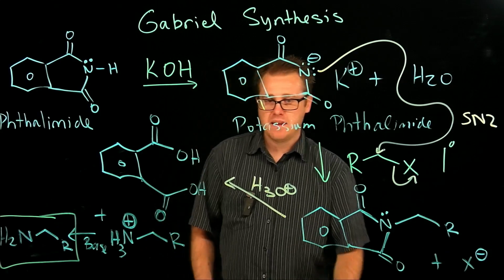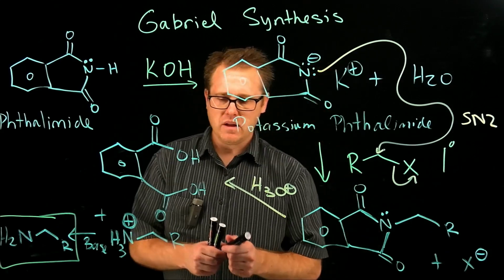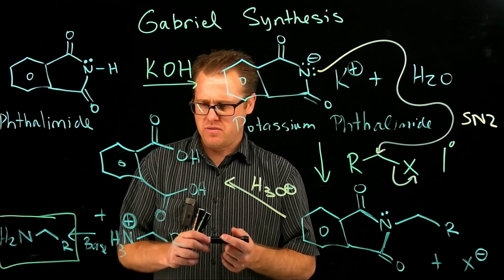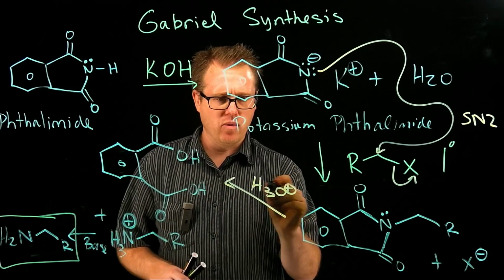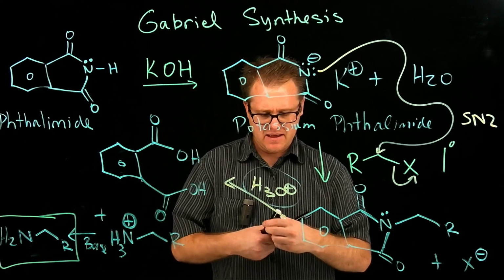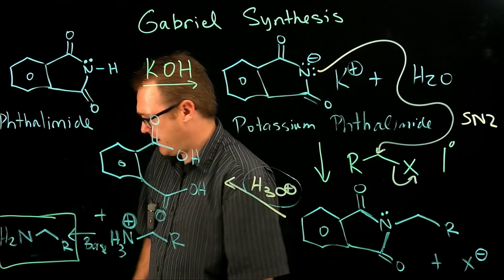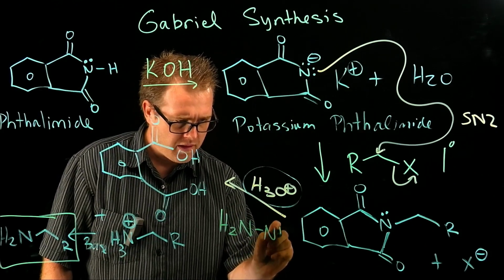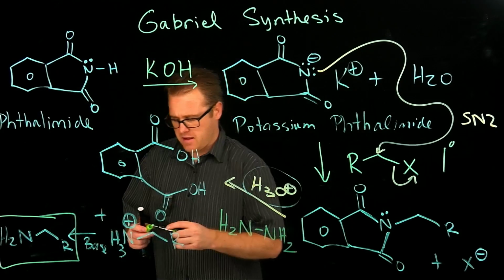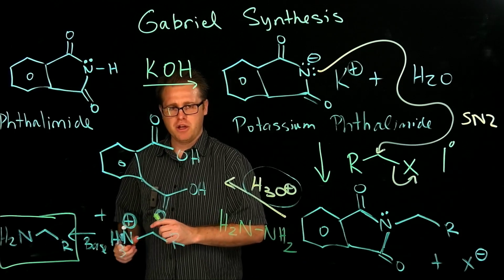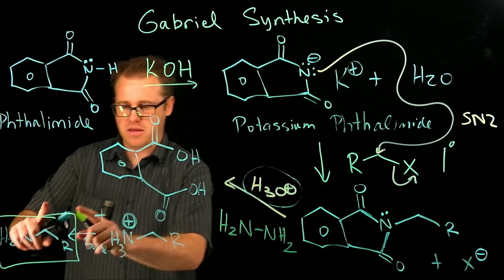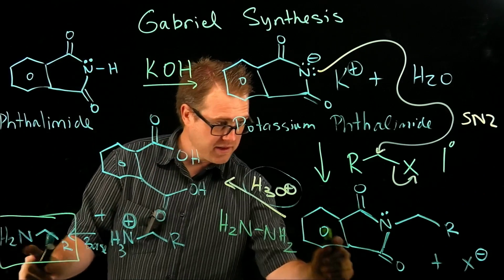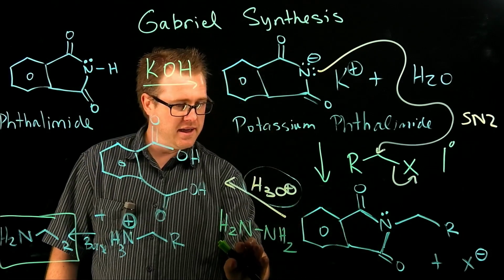Now the second way that we can do this, where do I want to draw this? So that's one way to do it, is with acid. Another way to do it is, instead of treating it with acid, would be treating it with hydrazine. All right. When you treat it with hydrazine, you're going to still get this product. So let's take this piece right here, treat it with hydrazine.